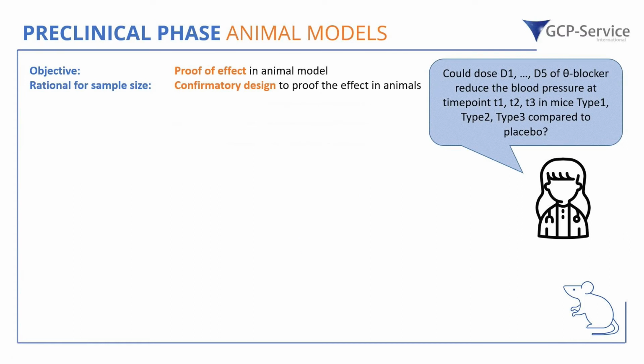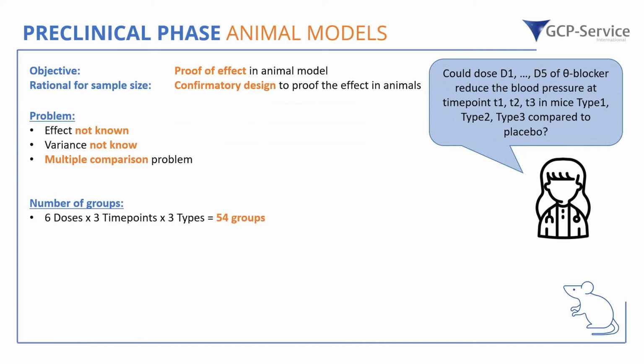So we have this preclinical phase, where the objective of this trial is that we want to see an effect at least in an animal model. And we want to prove that there's an effect, and therefore we have to use a confirmatory approach. But there is a problem in a preclinical trial, because this medication has never been tested before in an animal. So we don't know the effect. We neither know the variance, and as you can see, we have several doses and several time points and sometimes also several types of mice, so we also have a multiple testing problem.